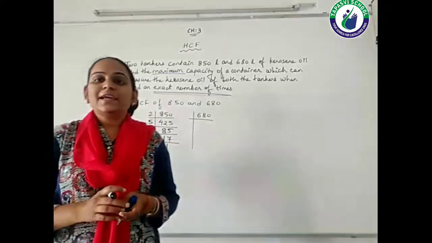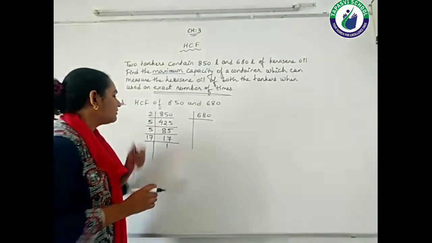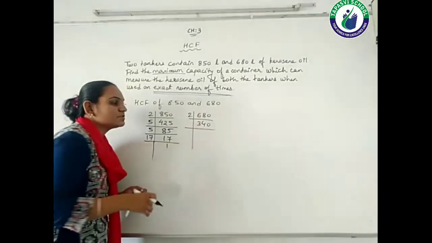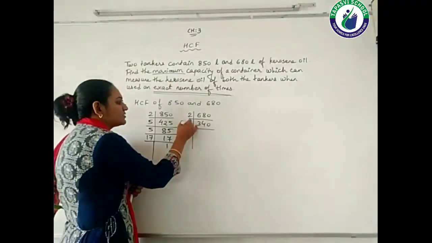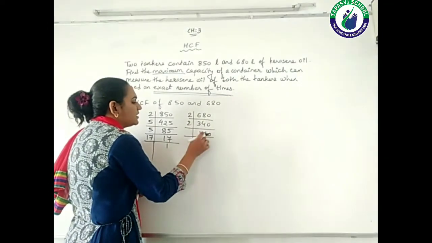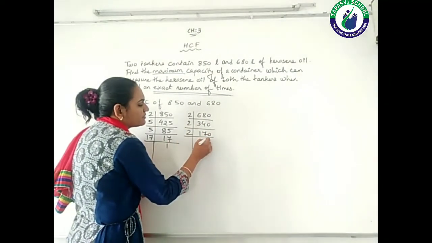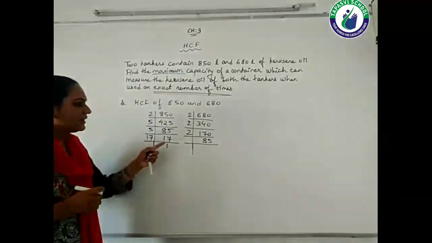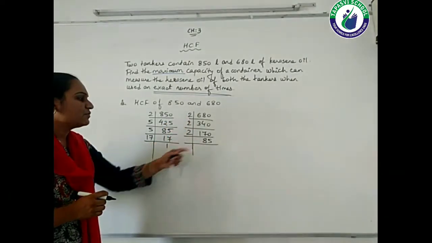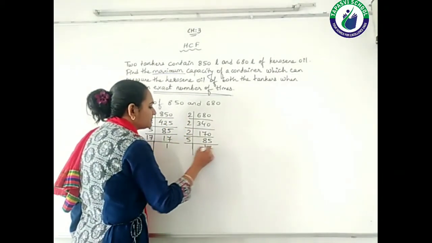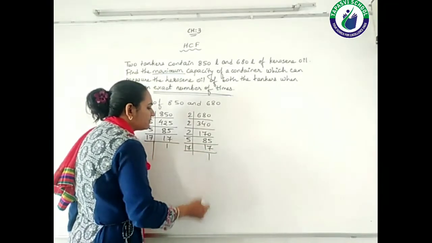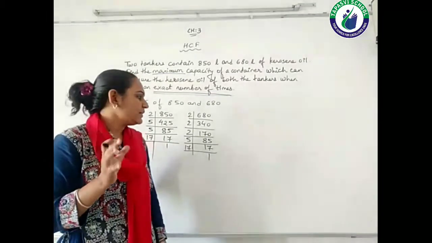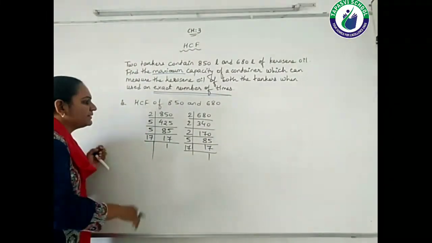Next one is 680. We'll solve with the 2. 340. Last digit is 0, so it is still going to be divisible by 2. So 2 170s are 340. Again the last digit is 0, so again it is going to be divisible by 2. So 2 85s are 170. Now 85 is there. 85 doesn't come in the table of 2 as well as 3. So we have to take the help of 5. So 5 17s are 85, and 17 ones are 17. So I think you can get the idea that the HCF will be somewhat about 85.